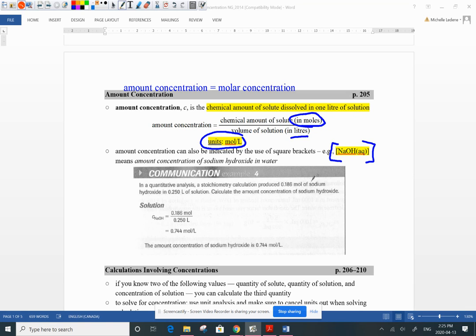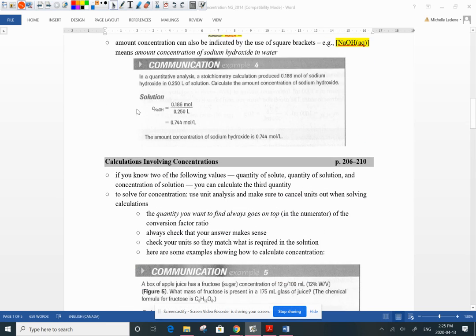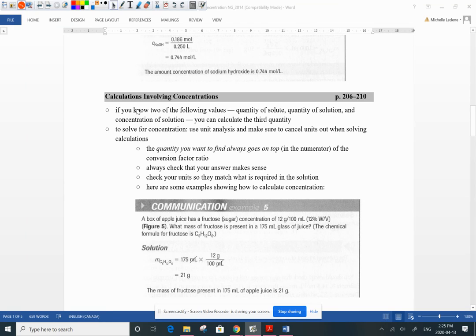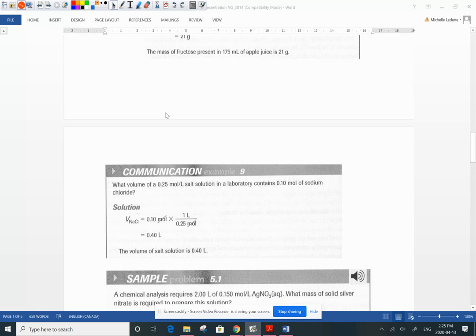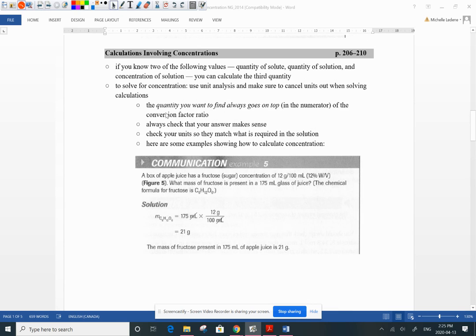And so the calculations are pretty straightforward. If they give you moles and they give you liters, you just take moles divided by liters and you get the amount concentration. Sometimes you might be given a mass that you have to first convert to moles and then find the concentration. So always make sure that you're checking your units, you're checking your sig digs, and as you're doing your calculations, you are just basically following through these little communication examples.